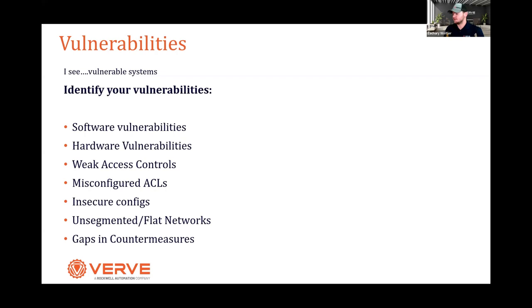And then segmented or flat networks. A lot of OT networks, I think, love having a flat network, and it can be very detrimental, because once a hacker gets into one place, they just have free rein after that. So having a properly segmented network helps limit their capabilities. And then finally, gaps in countermeasures. It's always important to have those countermeasures in place.